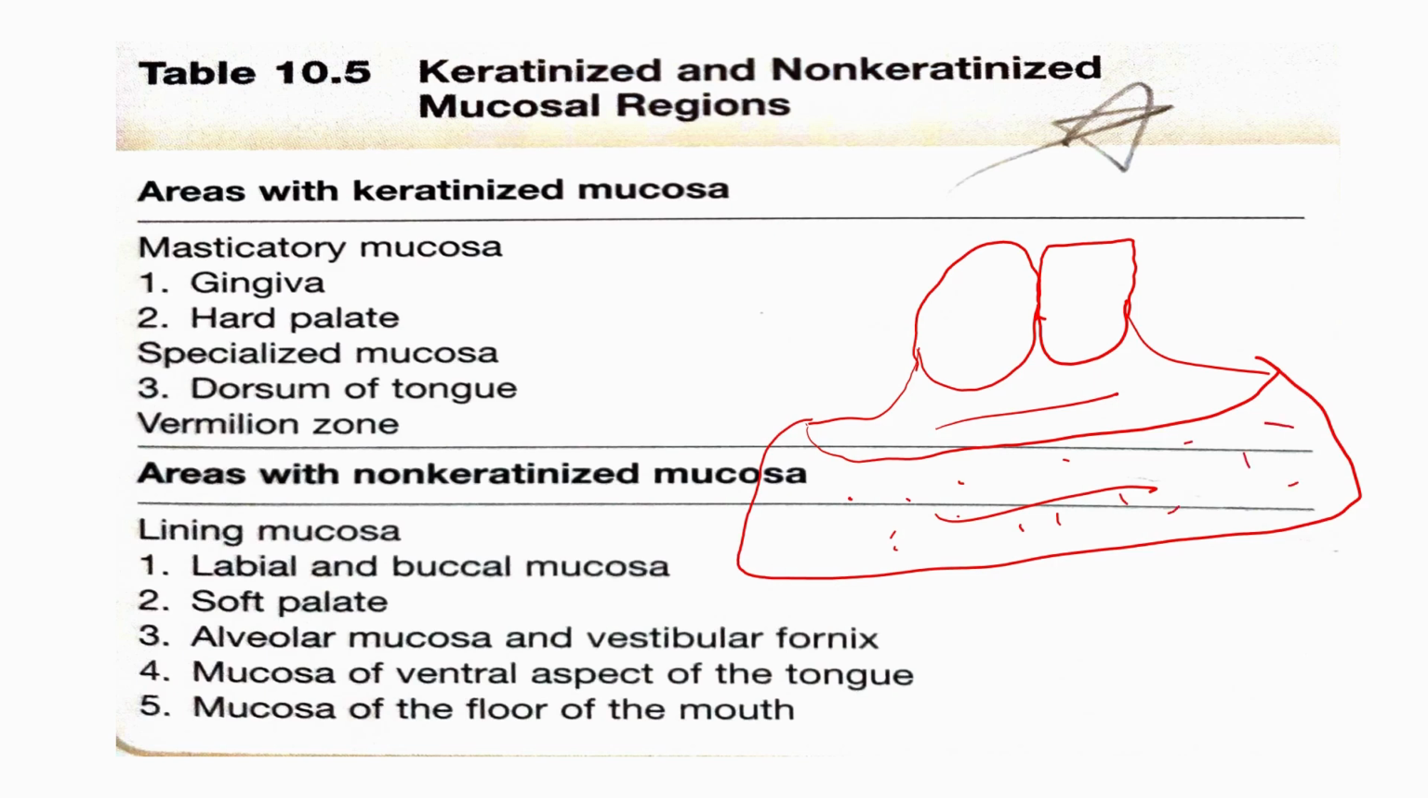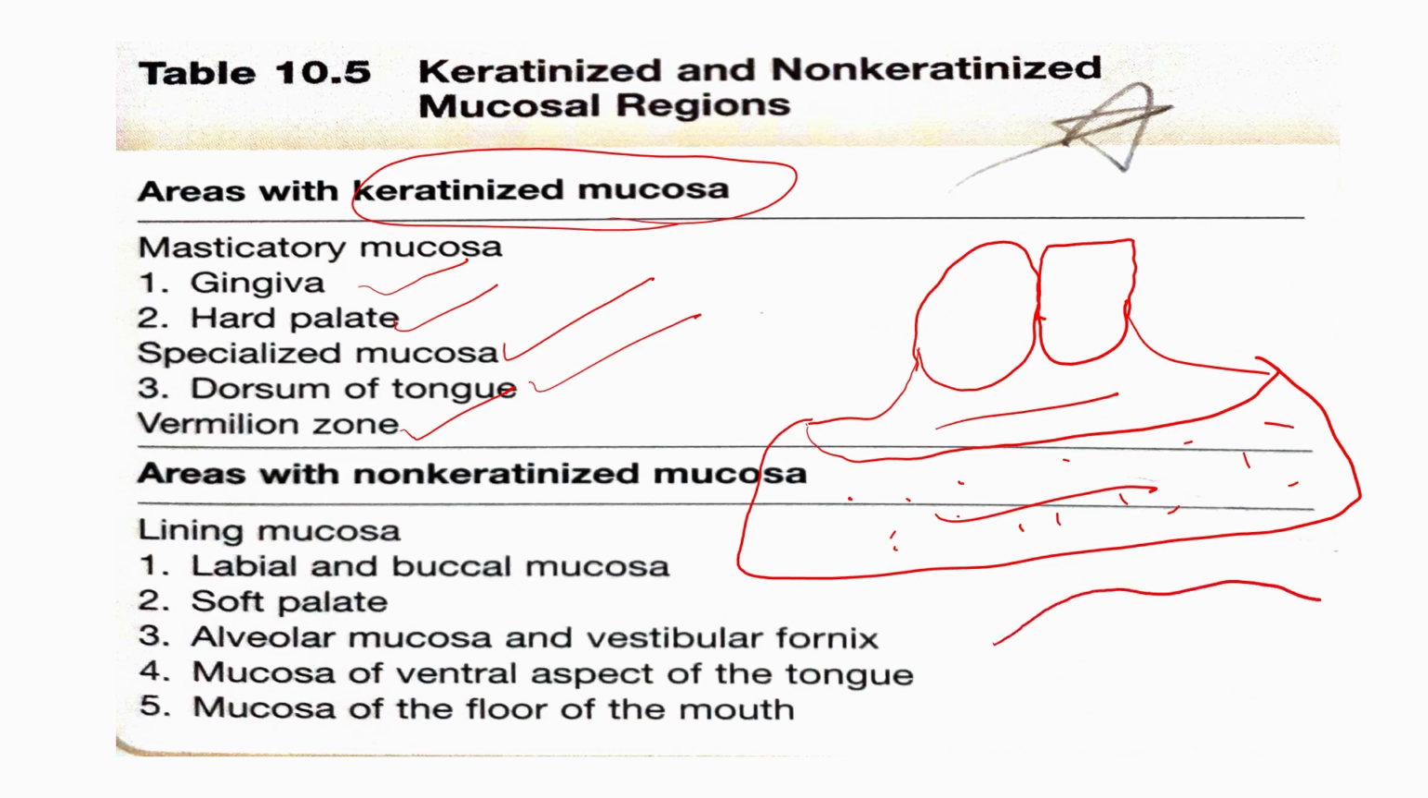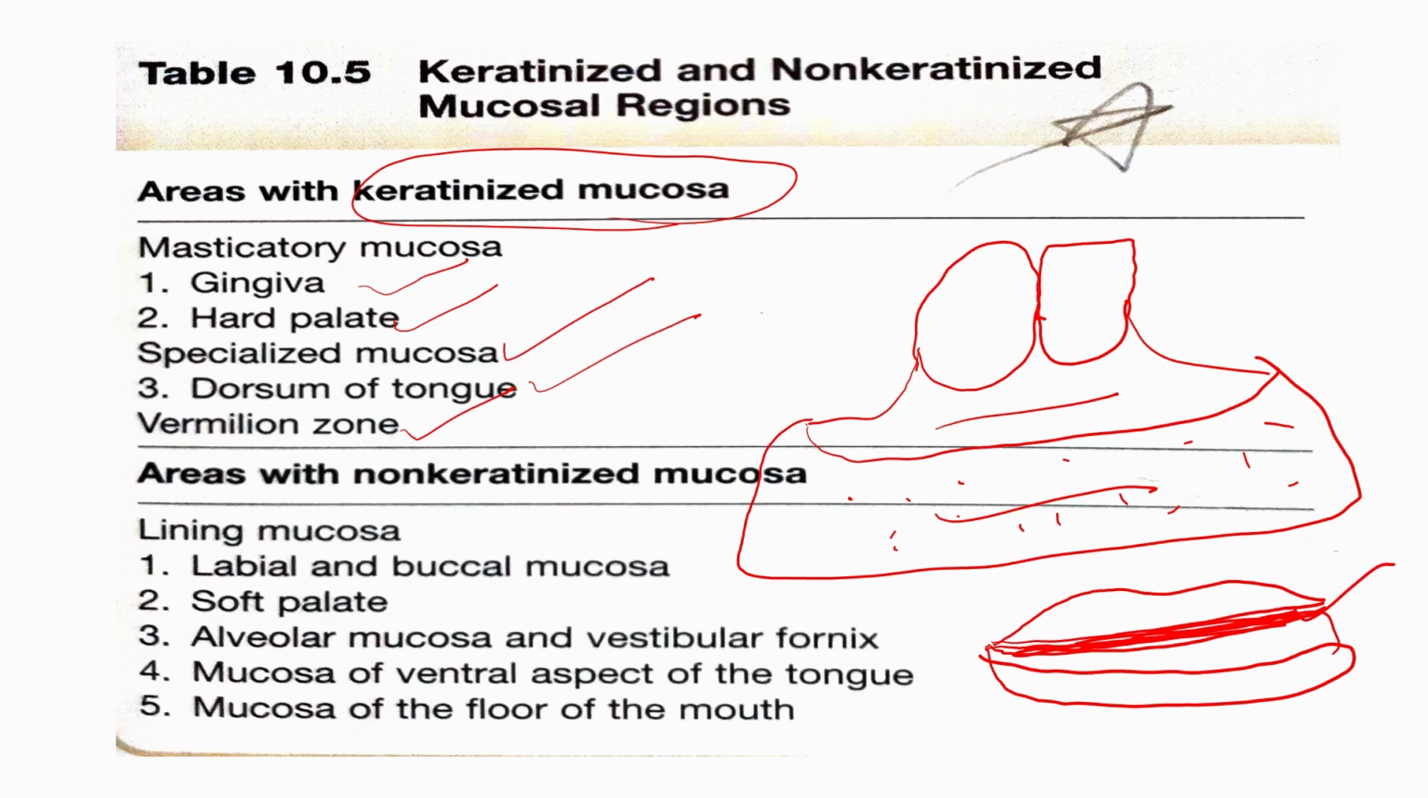Areas with keratinized mucosa are the gingiva, hard palate, specialized mucosa or the dorsum of the tongue, and the vermilion zone. The vermilion zone is the lip and oral mucous membrane junction. When you palpate the lip or move it upward, the lip will show a part of separation, this part of separation. And this is the lower lip here, just a rough sketch.